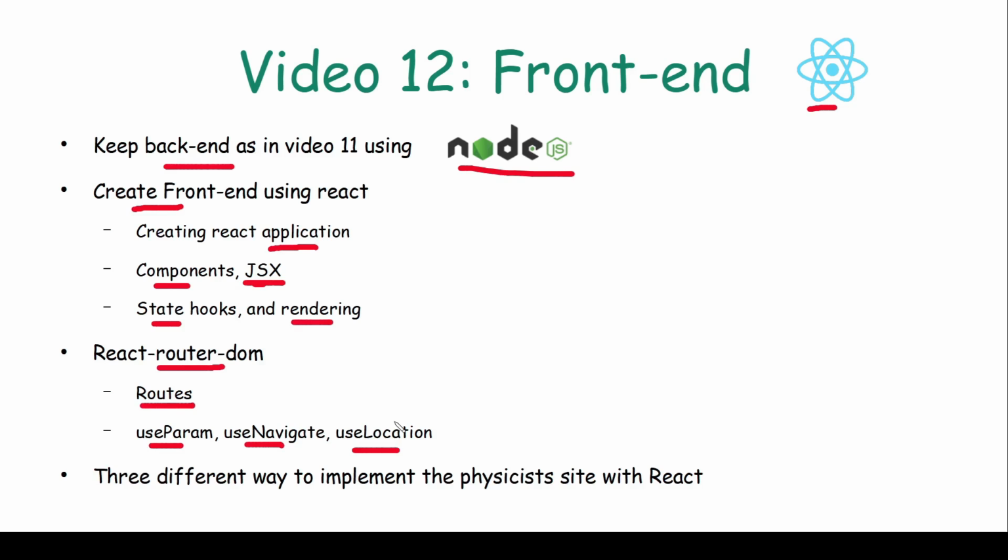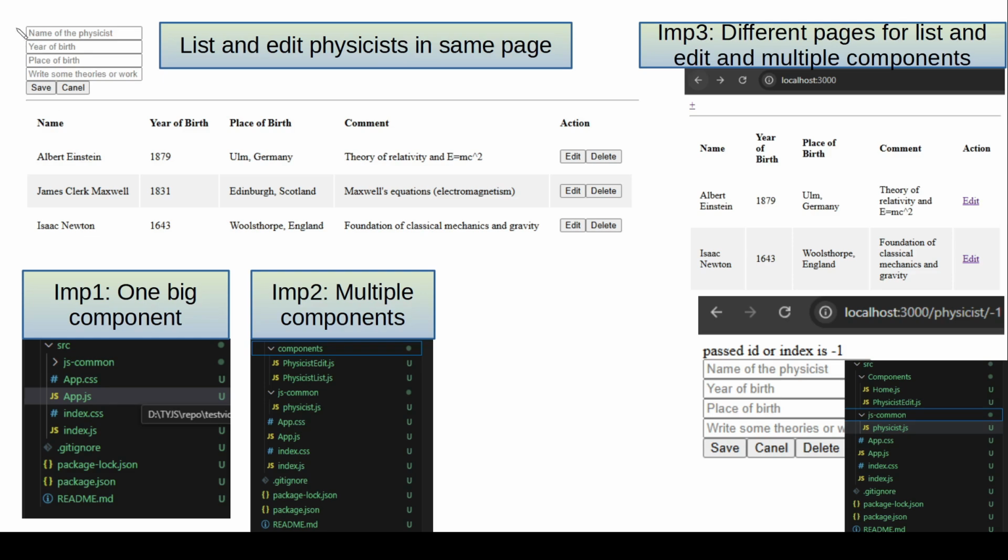So I will start this tutorial from our physicist's website, and I will make it in 3 different ways. What you see here on the left is the first way. This is our website, which seems very similar to what we had in the previous video. In this first implementation using React, I will be using one component where I will put all these inputs, the buttons and the list inside this one file.